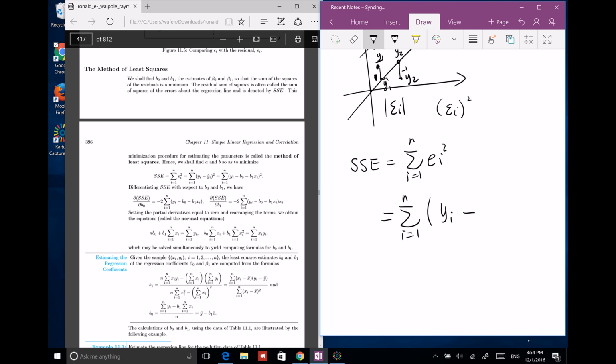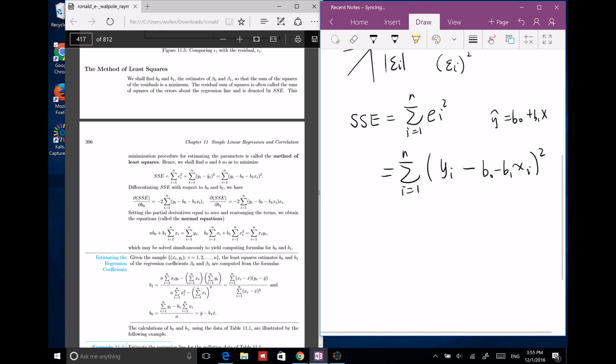Because y hat equals b0 plus b1x, it's going to be yi minus b0 minus b1xi, squared. This is the fitted value, this is the actual value. There's a difference between them. So square all of them, add together, it's going to be the total error. And then the partial of SSE, and a partial by b, which is the derivative.